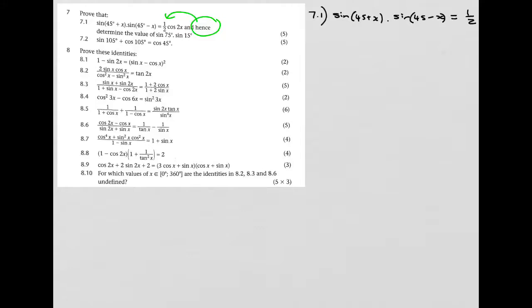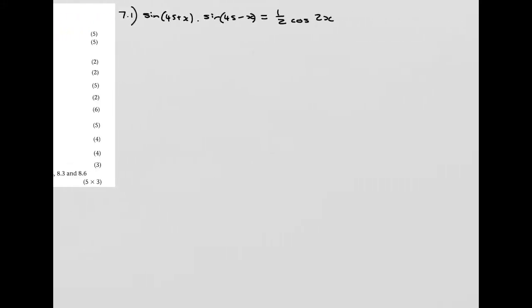Alright, so we're going to first do the first prove part, and then we'll work on to the hence. So we're going to start with the left hand side, because that is the little bit more complicated side. There's a lot more to do. So we can expand that sine(45 + x), and we're going to expand it to become sine 45 cos x plus cos 45 sine x. Again, remember, we keep the same sign for sine as was in the bracket.